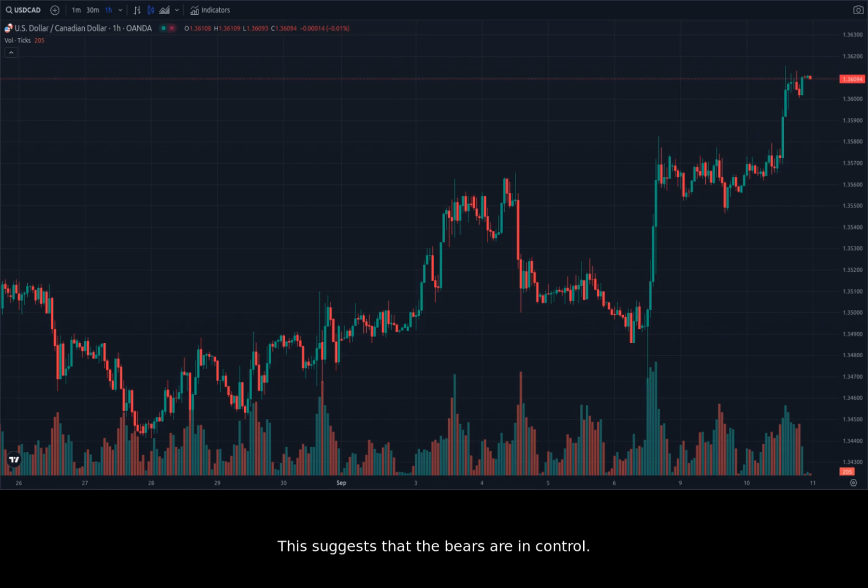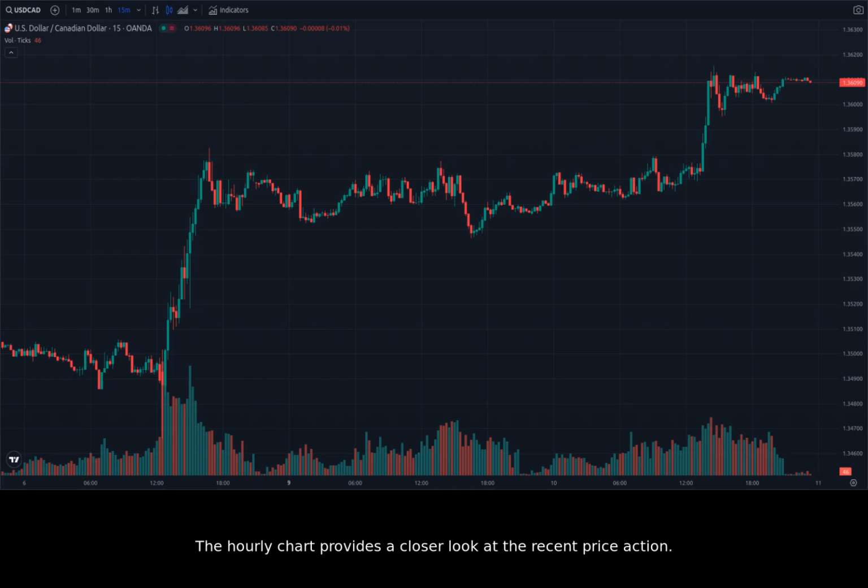This suggests that the bears are in control. However, it's worth noting that the price has bounced off the 1.33 level, a previous support area. This could signal a potential reversal or a short-term buying opportunity. Now, let's zoom in and analyze the hourly chart. The hourly chart provides a closer look at the recent price action.